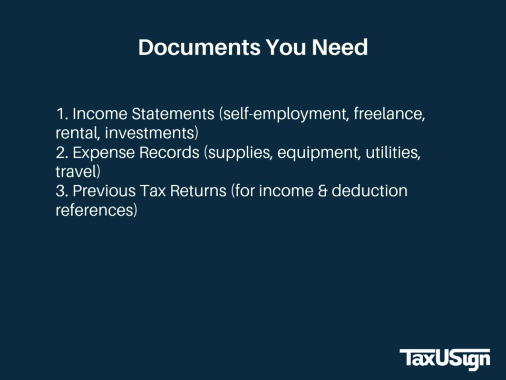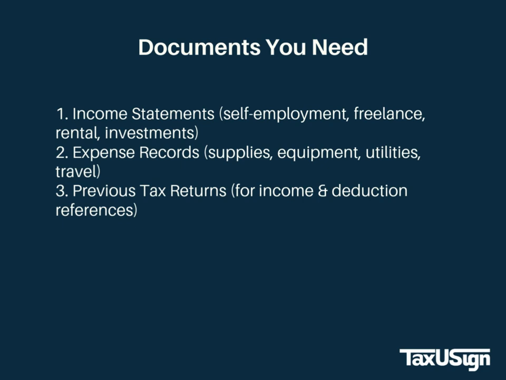2. Expense records. Keep track of all business-related expenses, such as supplies, equipment, utilities, and travel expenses. These can help reduce your taxable income. 3. Previous tax returns. Reviewing your previous tax returns can provide valuable information about your income and deductions. Once you have gathered these documents, you can use them to calculate your estimated tax liability for the current quarter.